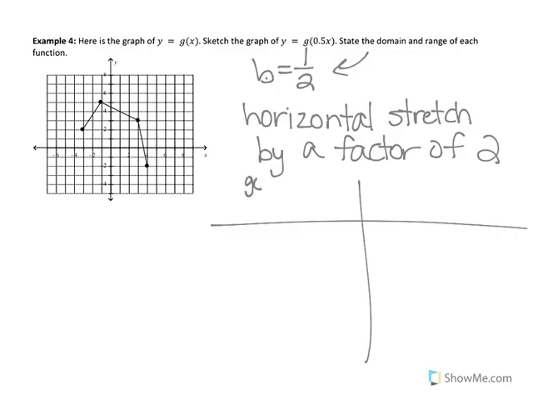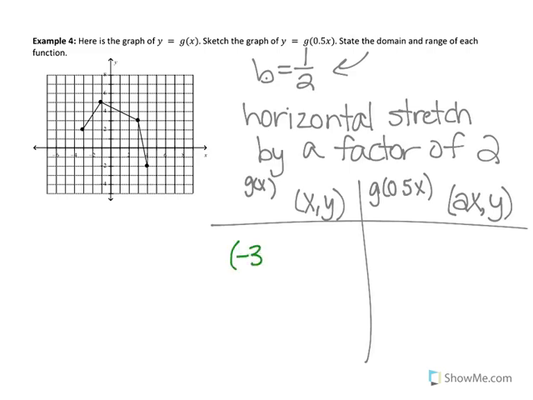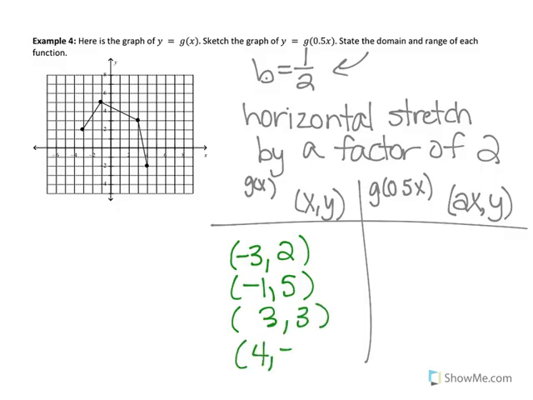Okay, so we'll do f of x, which is just a normal x and y point, and then we'll do f of 0.5x. And the way that this is affected is our x value is doubled. So by that factor of 2, we're going to double our x values. So in our graph, we have points at -3 and 2, -1 and 5, 3 and 3, and 4 and -2.